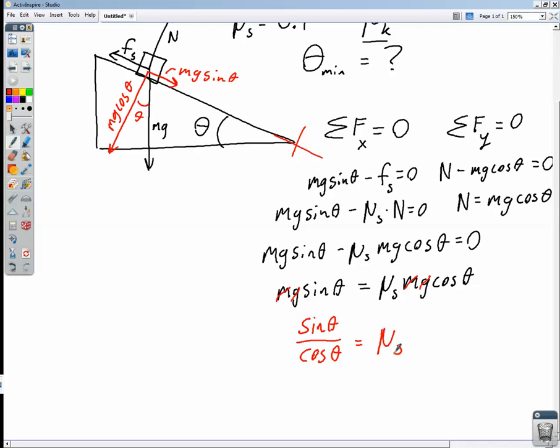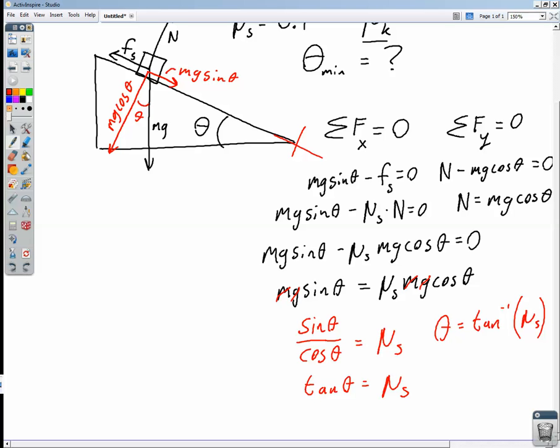Sine theta over cos theta we know is tangent of theta. So the tangent of theta is equal to mu. And we are going to take the inverse tangent of both sides, and we end up with theta is equal to the inverse tangent of the coefficient of static friction. That result is actually worth remembering. It's a very easy equation to remember. The coefficient of friction and theta are related to each other here based on the inverse tangent. And we can use that result anytime we're looking for an angle at which something just starts to slide.